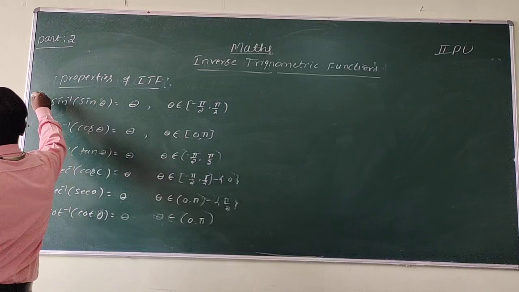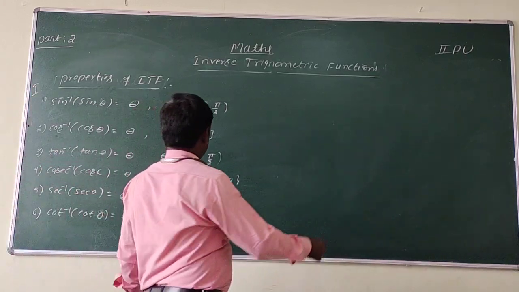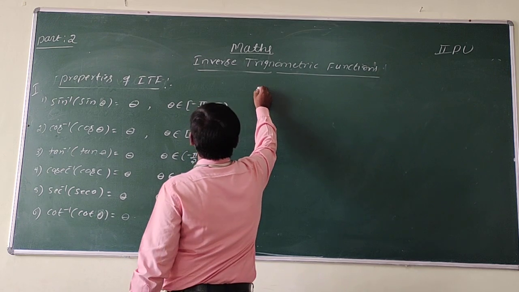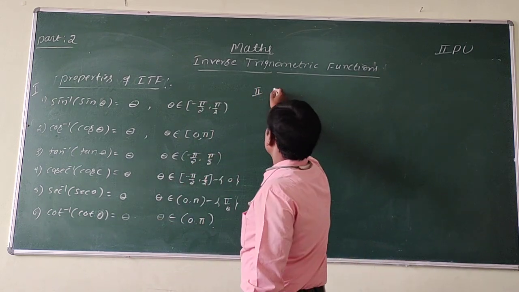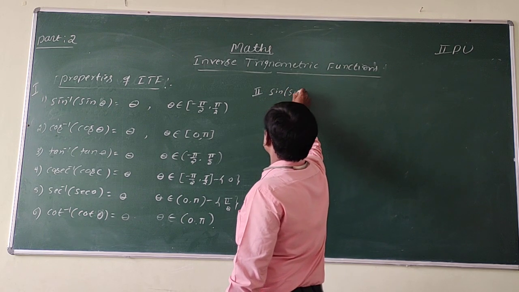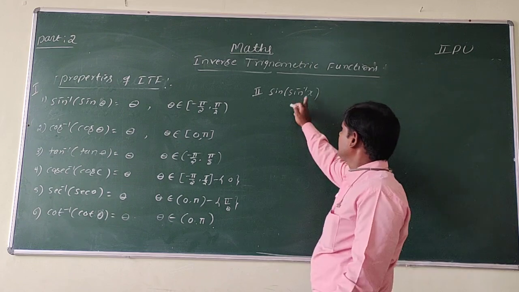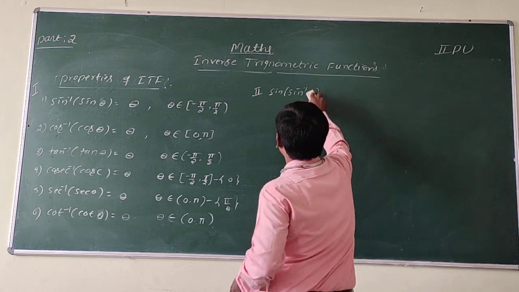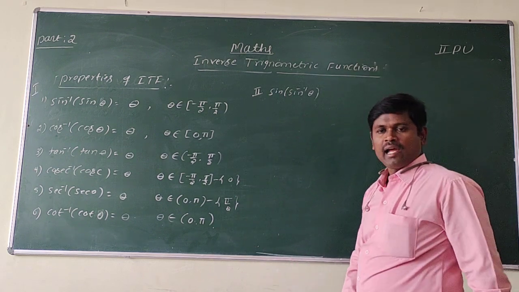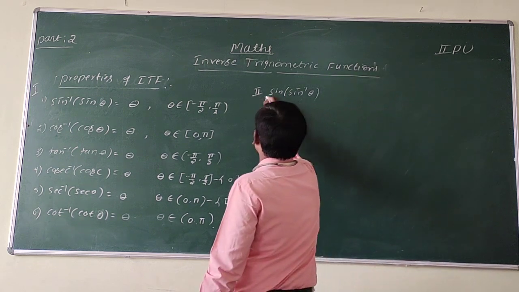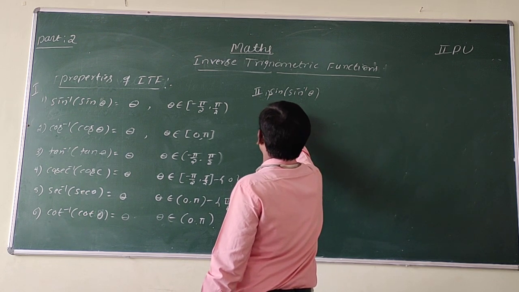That is the first property, and next one is the second property. Here the second property is sine of sin inverse x. Instead of taking theta, I am taking x only, or taking theta as any angle. Theta is one of the angles. So this is one, and second one is cos of cos inverse x.